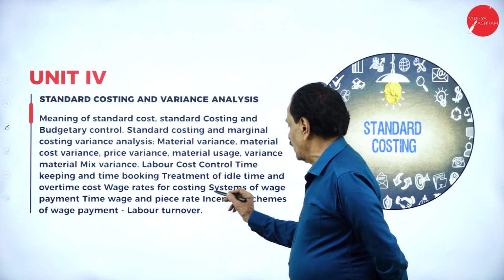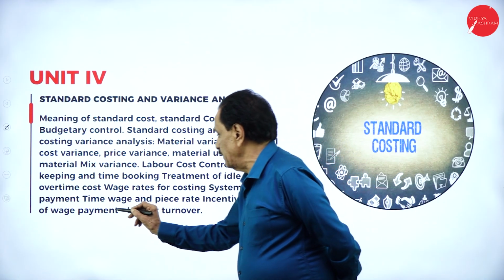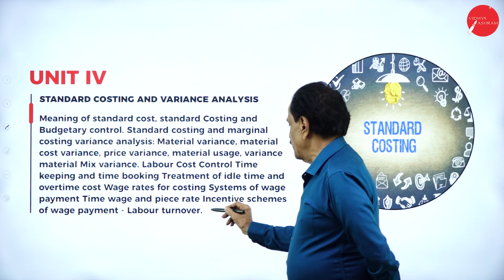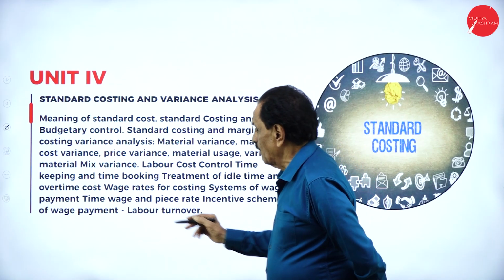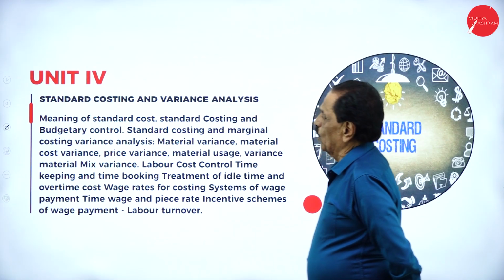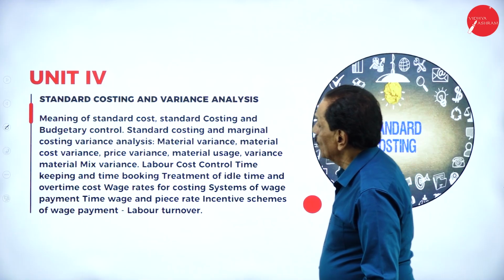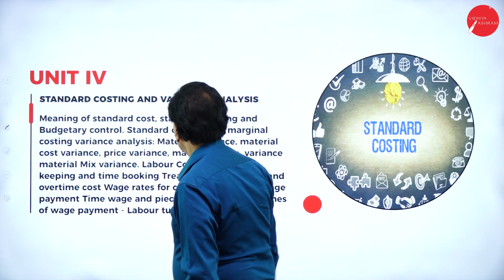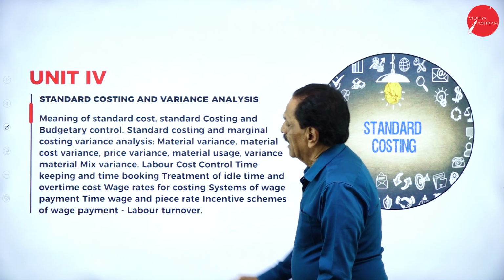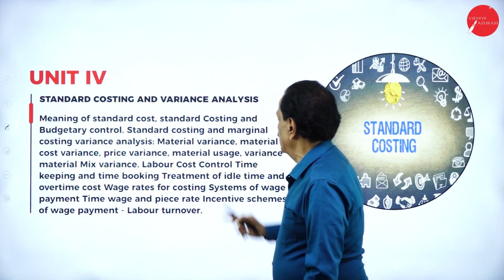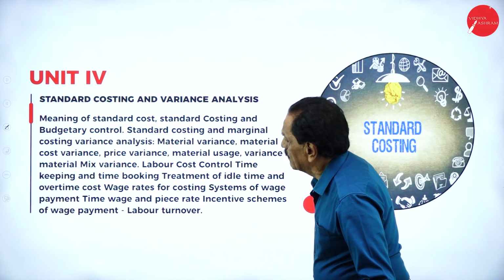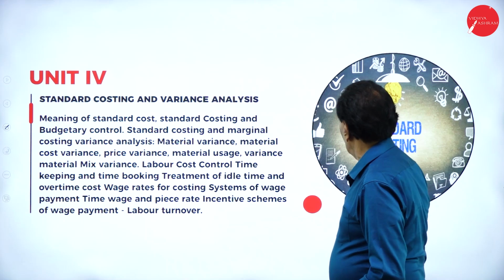Wage rates for costing, system of wage payment, time wage and piece rate, incentive scheme of wage payment, labor turnover. So this goes to the fourth unit: meaning of standard cost, standard costing and budgetary control, standard costing and marginal costing variance. This goes to the fourth one.